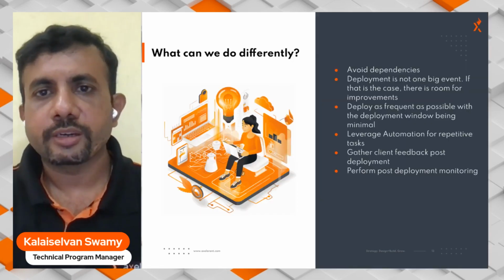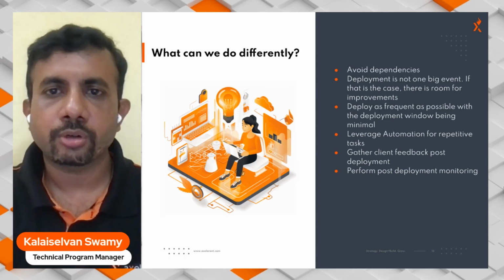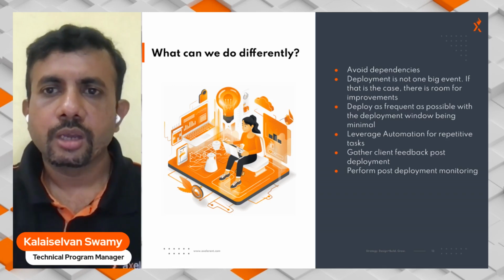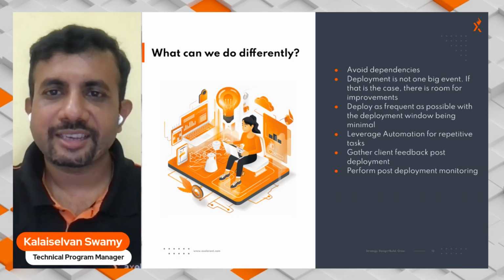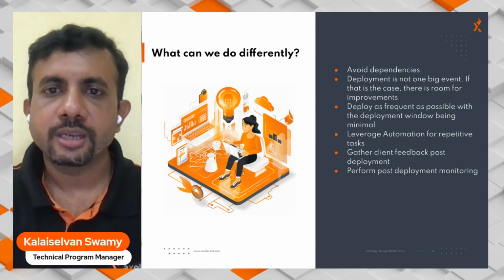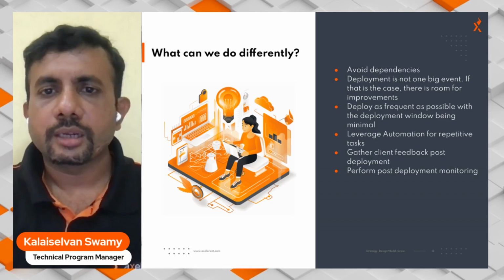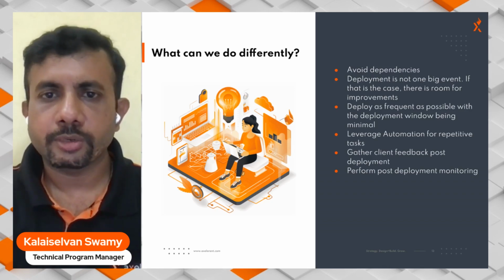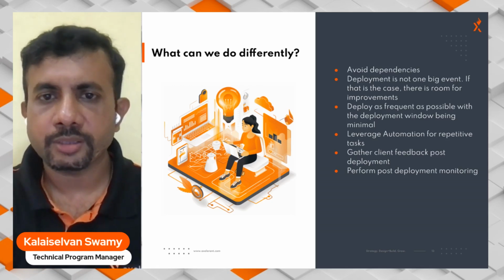So what can we do differently in deployments? The first thing, like we discussed so far, the most important thing is avoiding dependencies, any kind of dependencies, team member dependencies or tool dependencies or anything like that. Deployment is not one big event, and if that is the case, then there is definitely room for improvement. It's important that you deploy as frequently as possible, with the deployment window being as minimal as possible. And also leverage automation for repetitive tasks, including QA, and in the case of deployment and in CI/CD pipelines.